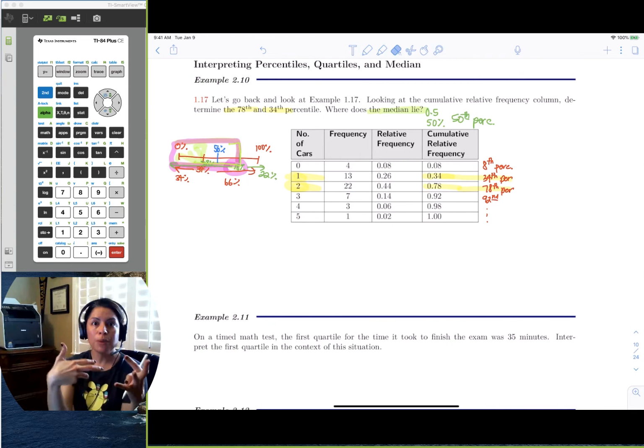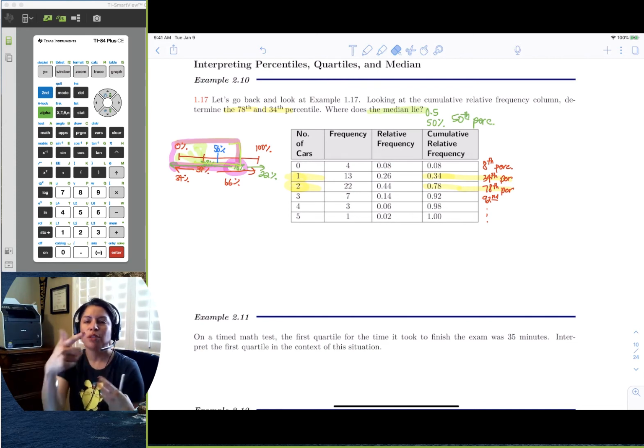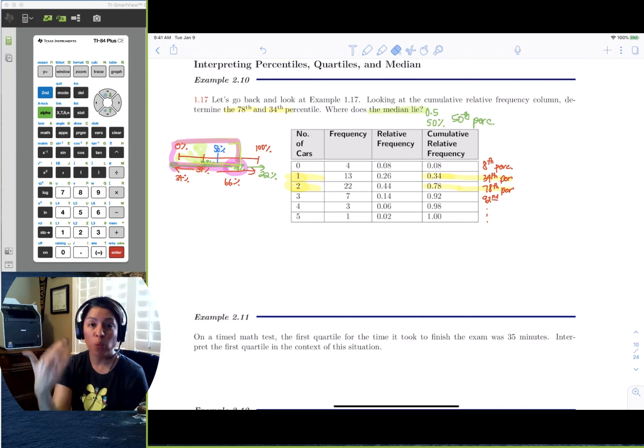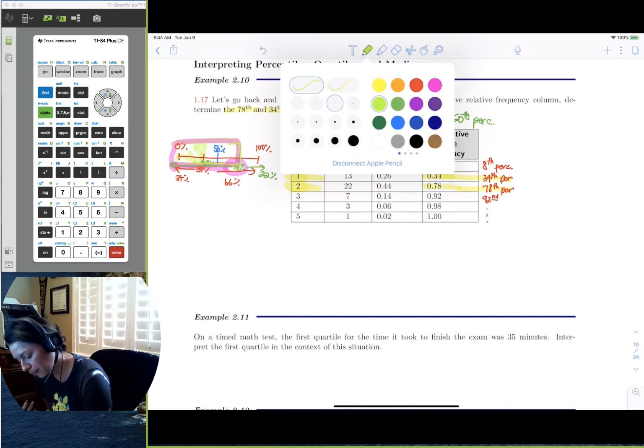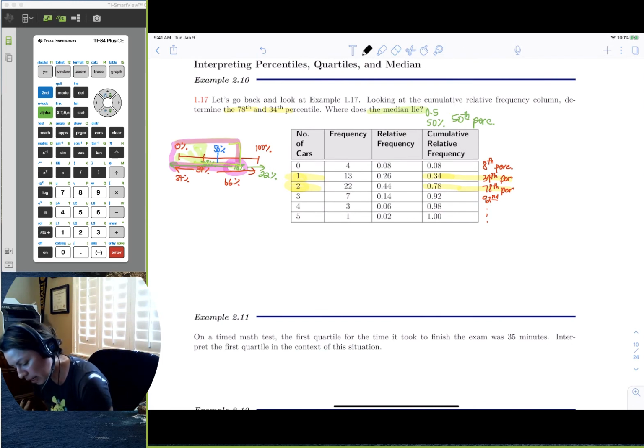Well, somewhere between the 34 and the 78. But since cars are discrete, we can't have half a car, right? Don't laugh, because I know some of you do. And so we just go by 1 car households, 2 car households, and 3 car households, right? Nothing in between. So this means that the median will have to lie here as well, because it includes the 50%.